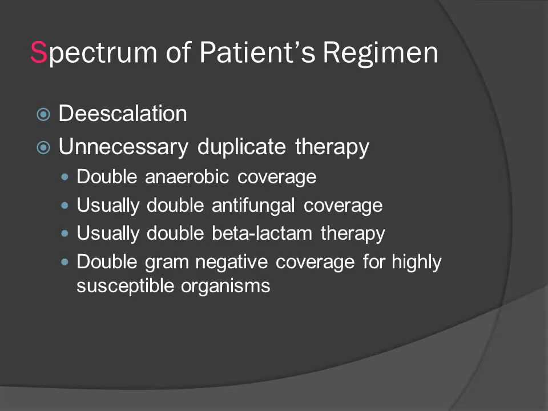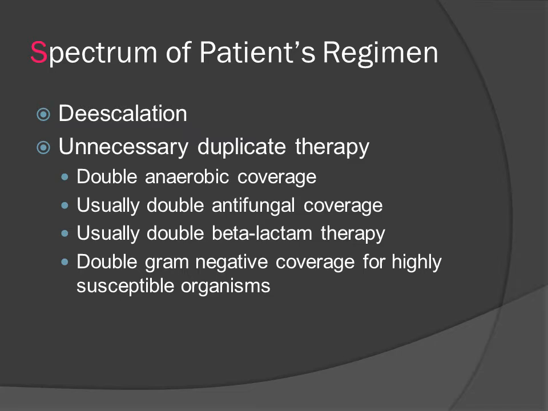S stands for Spectrum of Patient's Regimen. So looking at, do you have an opportunity for de-escalation? Now that you know what the bug is, you've definitively identified it, do you have the most narrow antibiotic in order to treat that infection? So do you need Zosyn for a UTI that's caused by E. coli? No. You can de-escalate to something that's a little more narrow spectrum. You're going to consult the culture sensitivity information, and take a look at what antibiotics are available to you that also correspond with patient-specific factors such as allergies and drug-drug interactions, and select the one that's got the most narrow spectrum.